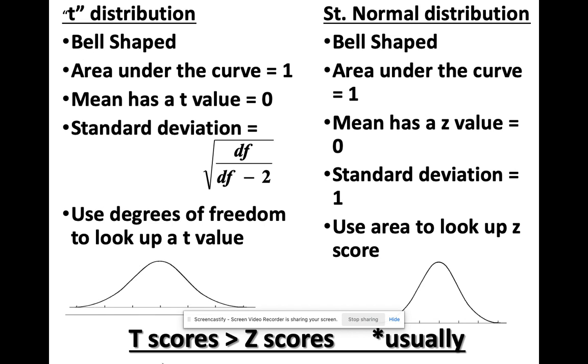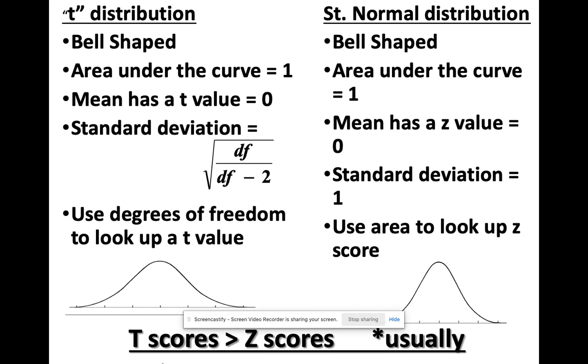So the t-distribution compared to our standard normal distribution, you see they do have several characteristics in common. They're both bell-shaped. The area under the curve is 1. The mean, remember that's at the highest point, has a t-value of 0 and a z-value of 0 in the standard normal distribution. If you look at the picture at the bottom of the page here, the t-distribution is a little shorter, and the tails actually are not as close to the horizontal axis.